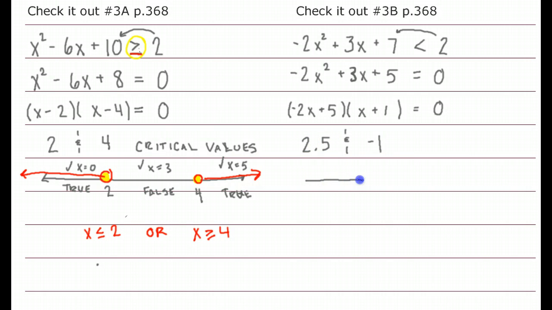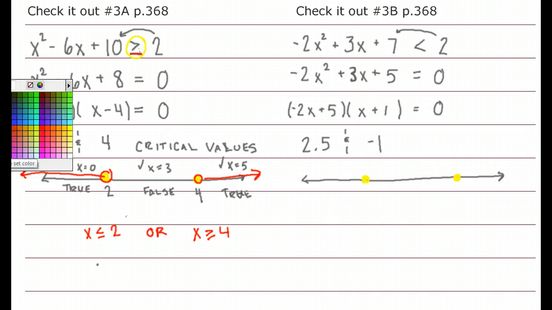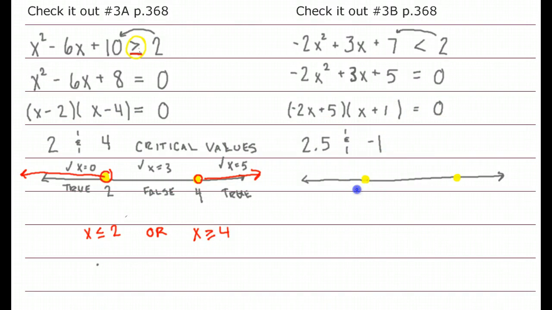I'm going to take those two and put them on a number line. So here's my number line. My smaller one goes first, so on the left hand side is going to be my -1. And it doesn't have to be perfect, again, just anywhere here. And on my positive side is going to be 2.5. And then we're going to test those regions. So here's -1, here's 2.5. Let's pick a number smaller than -1. So let's check x equals -2.